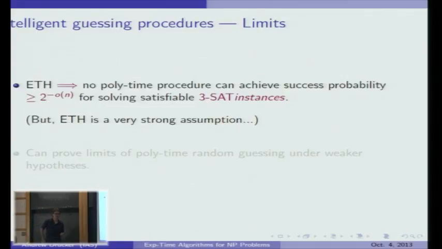So whenever possible, we'd like to base our understanding of the limits of algorithms on the weakest possible assumptions. And in fact, for this particular class of algorithms, based on this intelligent random guessing paradigm, we can prove better limits under weaker assumptions.